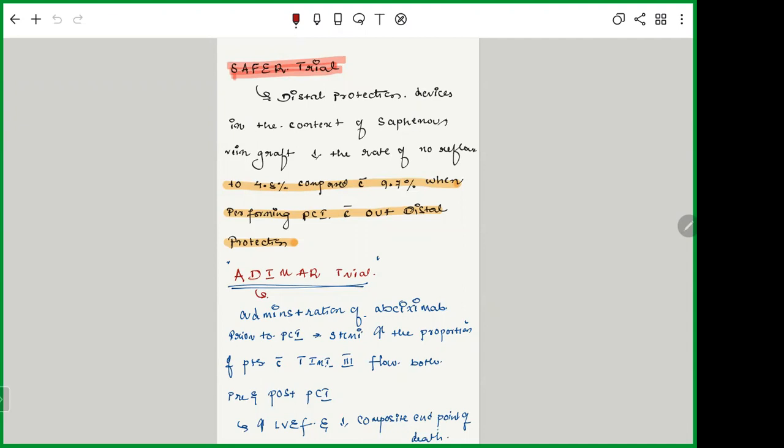Next is Edimer trial. Administration of Ebixaban prior to PCI in STEMI decreases the proportion of patients with TIMI no-reflow, both pre and post PCI. And in this study, there is an increase in left ventricular ejection fraction and a decrease in the composite endpoint of death. This is the trial of Edimer, which is of Ebixaban.